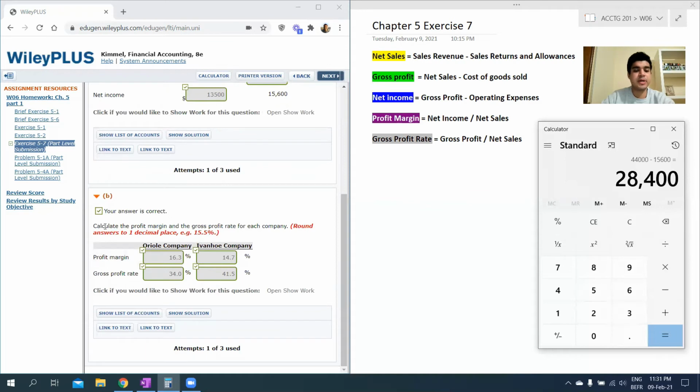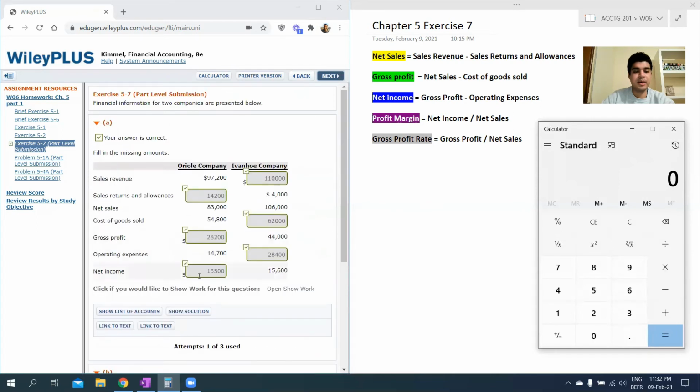Here it's asking us to calculate the profit margin and the gross profit rate for each company. It says round answers to one decimal place, for example 15.5%. So how to calculate profit margin? I put the formula over here. So profit margin equals net income divided by net sales.